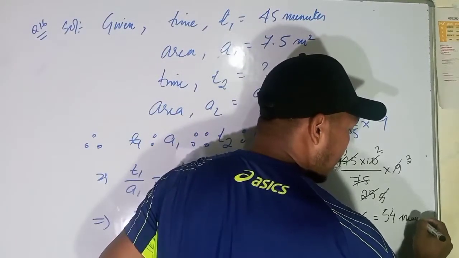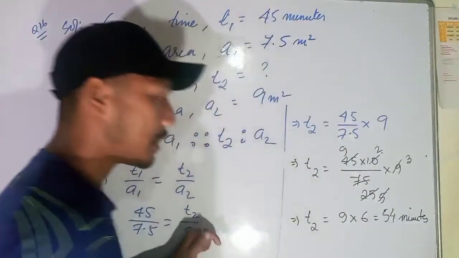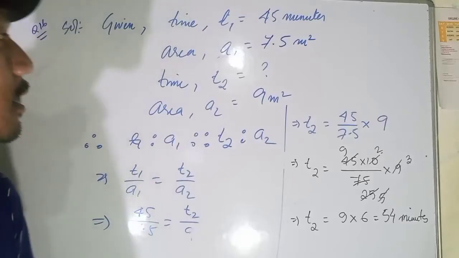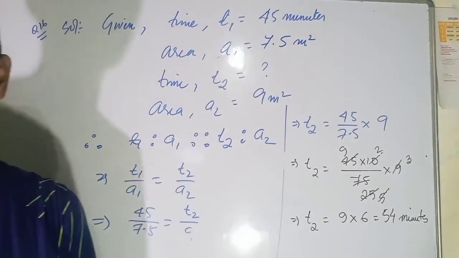How much time will it take? 54 minutes. Okay, the time taken is how much? 54 minutes. Okay, so in this way you try to solve the remaining questions, whatever the homework that you have.